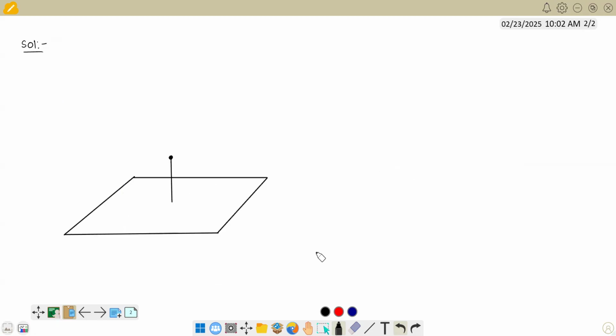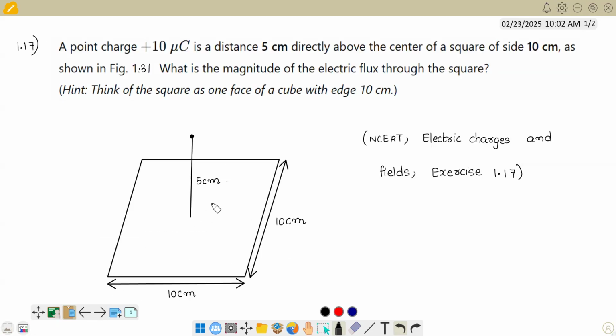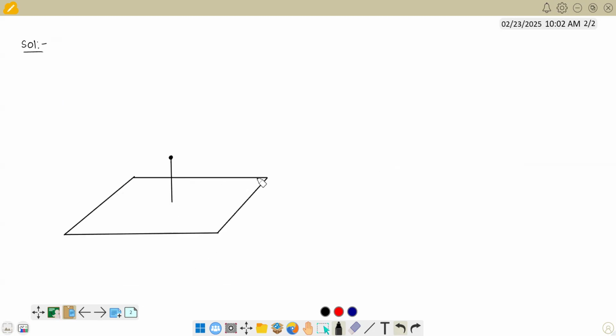So before we use Gauss law, this is the given question. It is not given properly in the NCERT. This is a better way to understand it. There is one side, imagine a floor, and we have a charge at a height from it. To apply Gauss law, we need to enclose the charge. What do we mean by enclosing the charge?